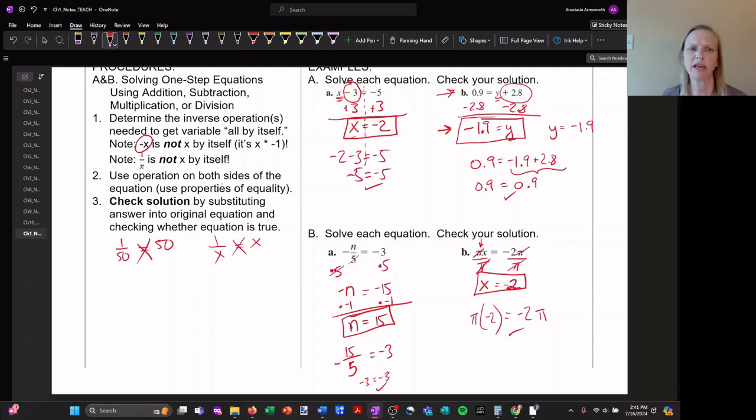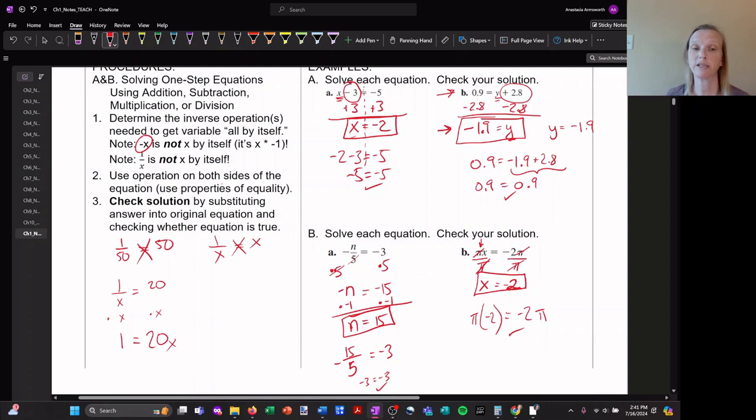And so how do you deal with that? If you have something like 1 over x equals 20, there are a couple of different ways that you can deal with that. You can either multiply both sides by x. So I can multiply the left by x and multiply the right by x. And then x divided by x is 1. And 20 times x is 20x. Okay, so that's one way to deal with it.